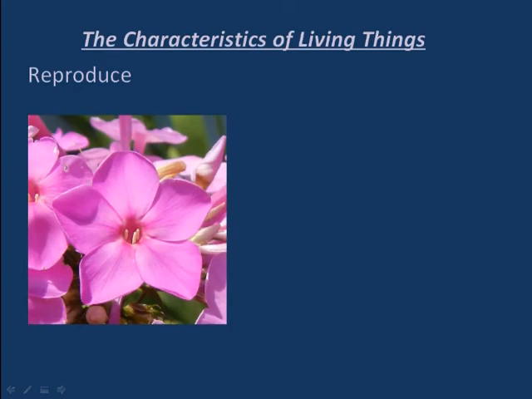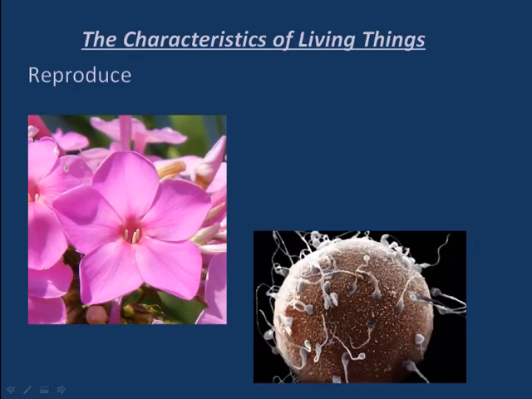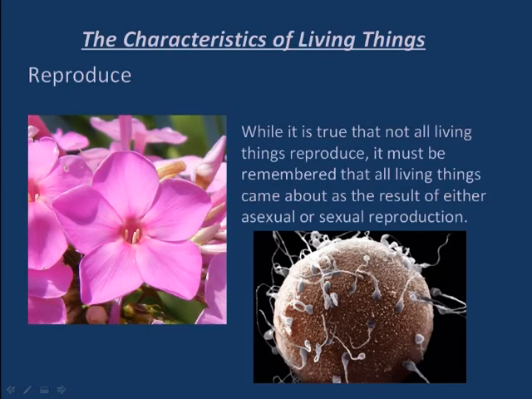The flower is the reproductive structure of a plant. Here we see sperm cells surrounding an egg cell. While it is true that not all living things reproduce, it must be remembered that all living things came about as the result of either asexual or sexual reproduction. Keep in mind that asexual reproduction involves just a single parent that clones itself in some manner, and there are several ways that an organism may clone itself.